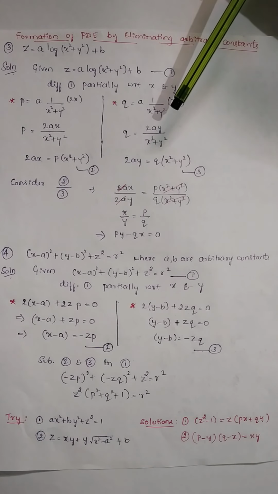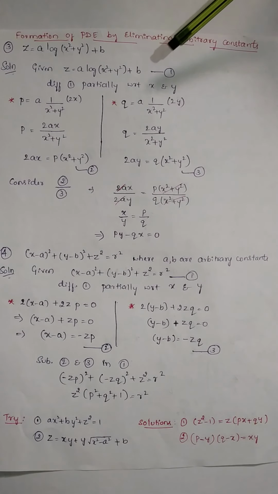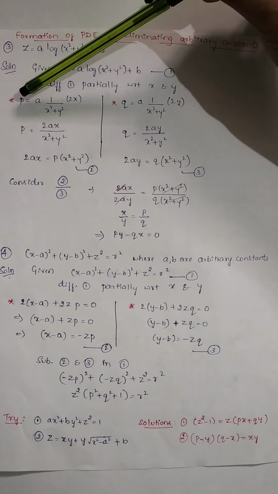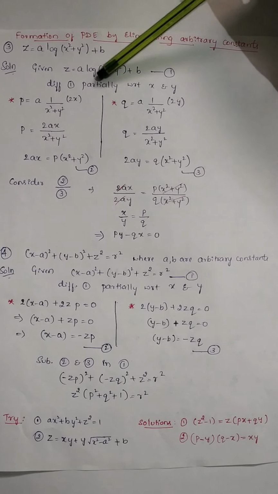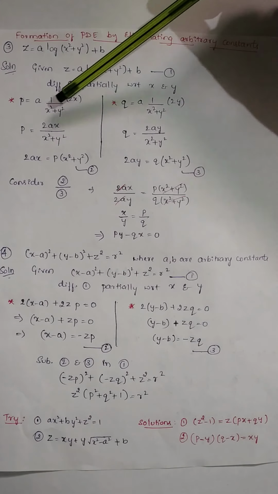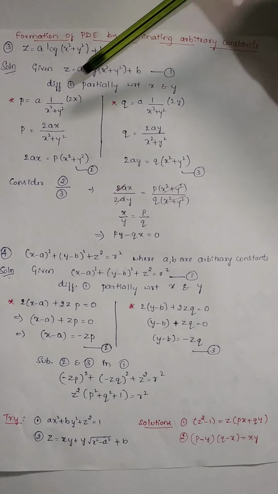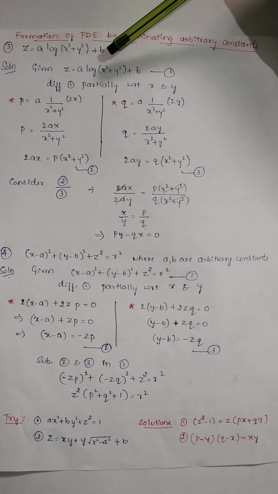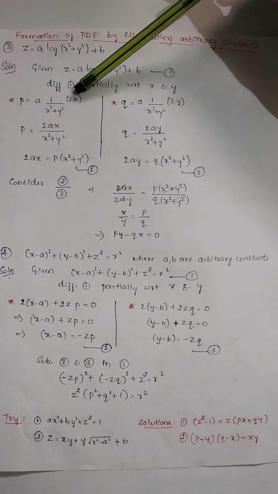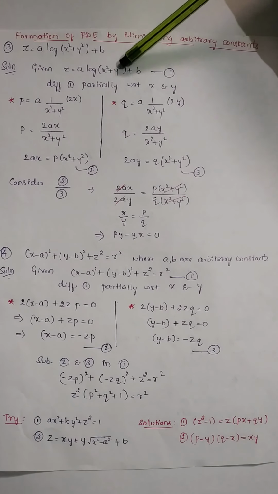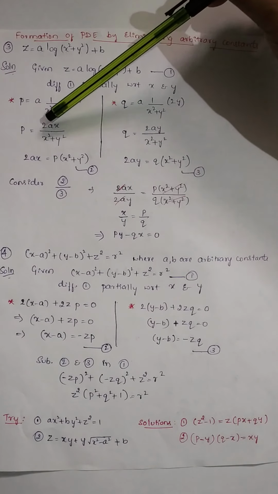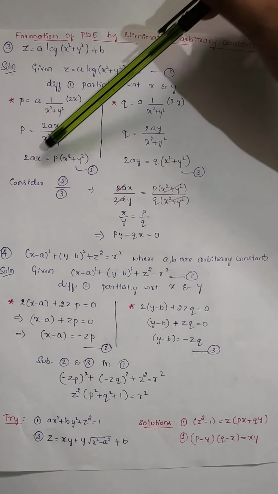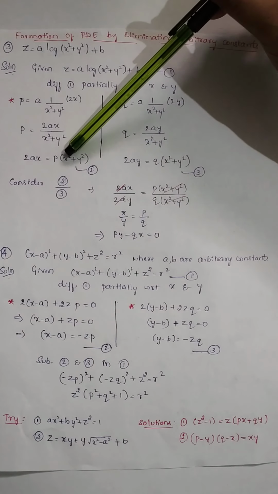Partial differentiation with respect to x: the left hand side will be del z by del x, nothing but p, is equal to a as it is. The formula for differentiation of log x is 1 by x. In the place of x you have x square plus y square, write the same. By chain rule, differentiation of x square is 2x, and with respect to x, y is constant, so differentiation is 0. Plus b is an arbitrary constant, so differentiation is 0. So you will get p is equal to 2ax divided by x square plus y square, and on cross multiplication 2ax is equal to p of x square plus y square.